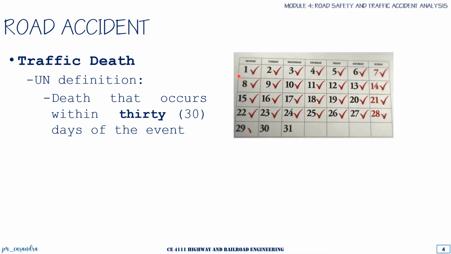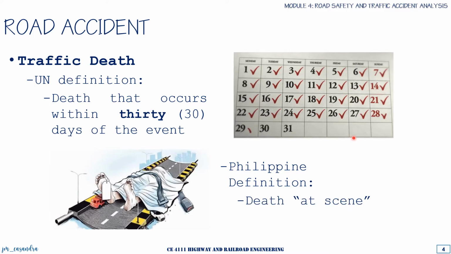But let's say if the accident occurred on the first day of the month and the person who was involved in the road accident died, let's say, on the 31st, then the death already occurred after the 30 days. So meaning that death, even though it was caused or was an effect of the road accident, is not considered a traffic death anymore. While in the Philippines, a traffic death is defined simply as a death at the scene. So meaning, right after the road accident, the person involved has died.